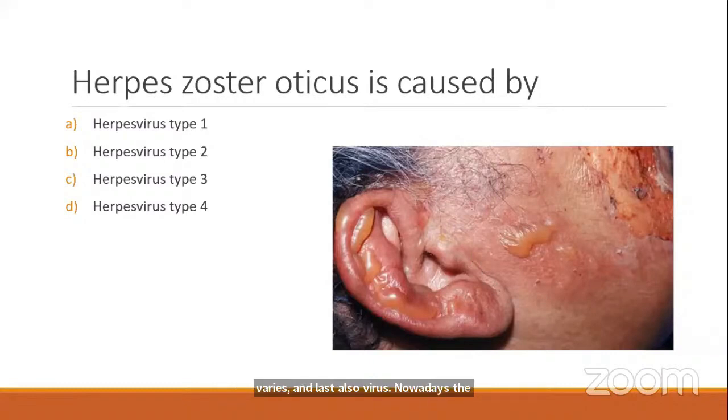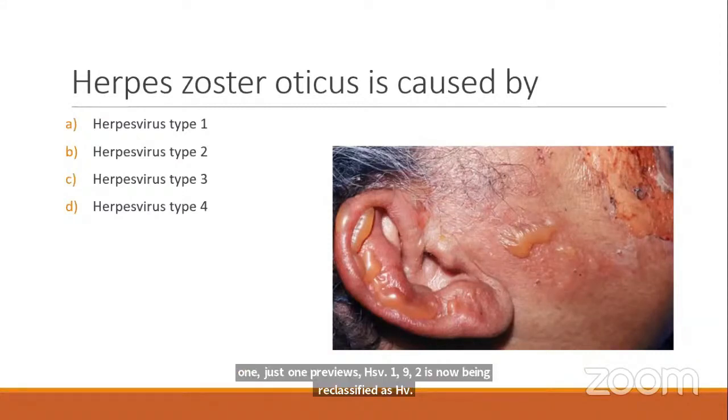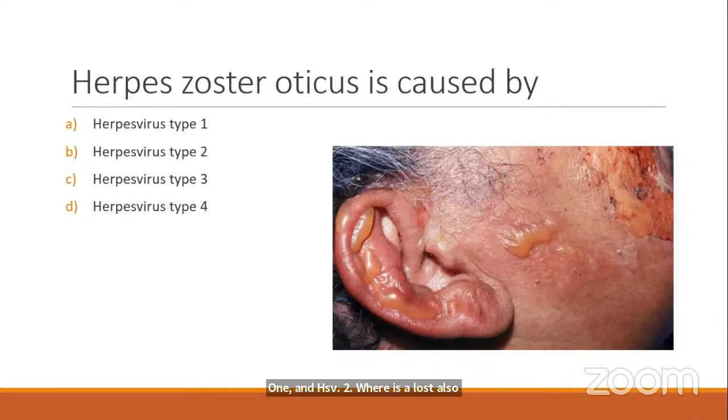Nowadays, the naming of these herpes viruses has been changed. It has recently been changed into human herpes virus, from 1 to 8. Previous HSV 1 and 2 is now being reclassified as HSV1 and HSV2, varicella zoster as HSV3, Epstein-Barr virus as HSV4, then cytomegalovirus as HSV5, then HSV6 and 7 are named as such, and HSV8 is actually Kaposi sarcoma associated herpes virus. Okay.